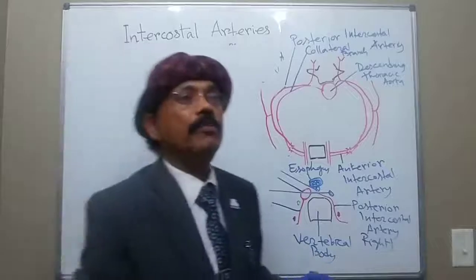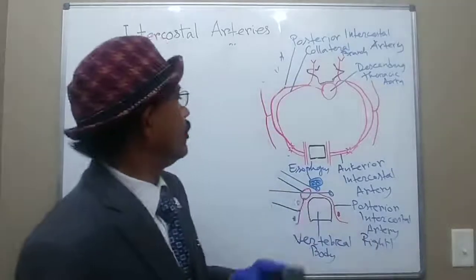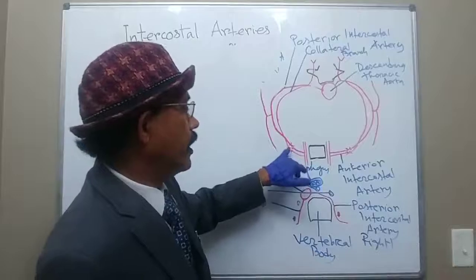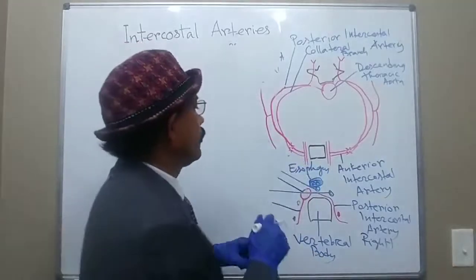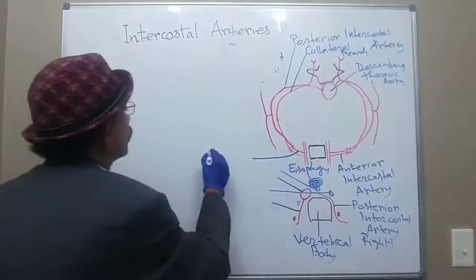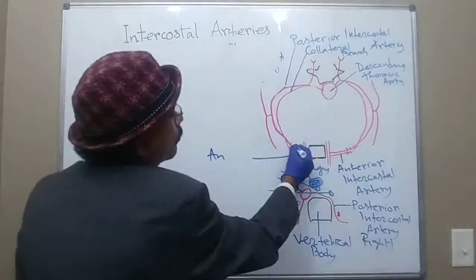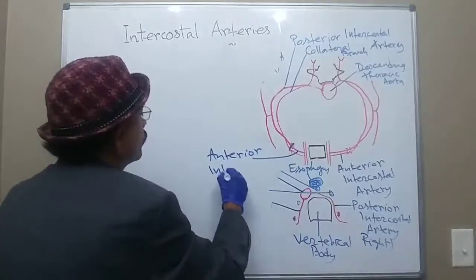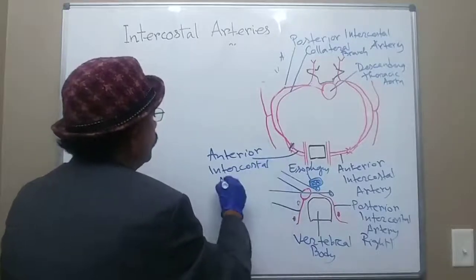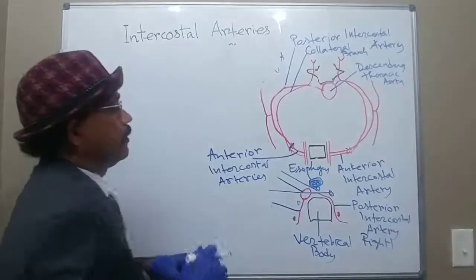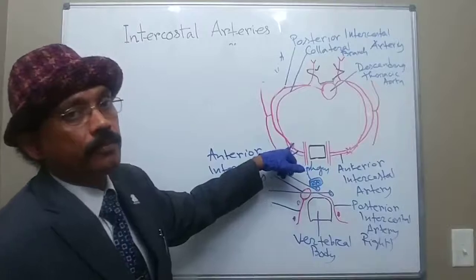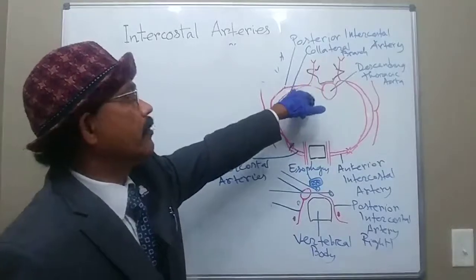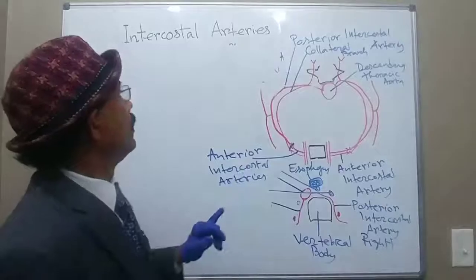Now, where does the posterior intercostal artery end up anteriorly? It ends at the costochondral junction. It anastomoses with the anterior intercostal arteries. So these are the anterior intercostal arteries. This is the end of the posterior intercostal artery here. This is the anterior intercostal artery. And what is this landmark? This is the costochondral junction. Our posterior intercostal artery has a collateral branch, usually near the angle of the rib. Okay, so we got that.